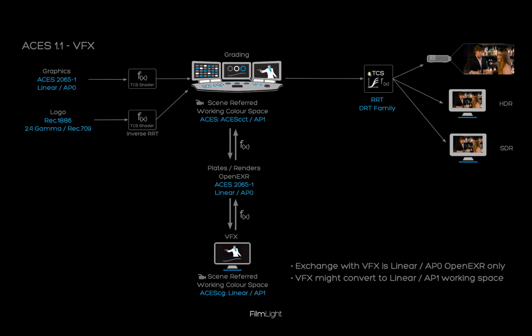Plates in an ACES pipeline should be rendered also to linear AP0 OpenEXR files and are then provided back from the visual effects team in the same color space. Linear AP0 is the only color space ACES files should be exchanged in. So when you receive a file that is tagged as ACES, you should assume it is linear and has AP0 color primaries. To optimize the behavior of tools, the visual effects team might convert the images into linear AP1 color space, which is also called ACES CG, inside their software.